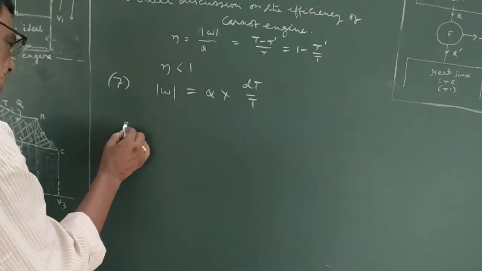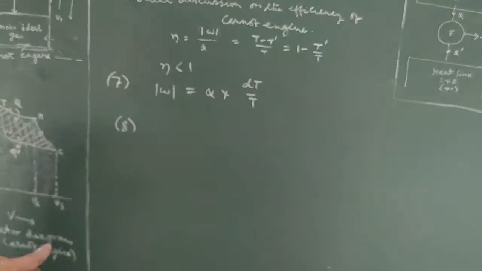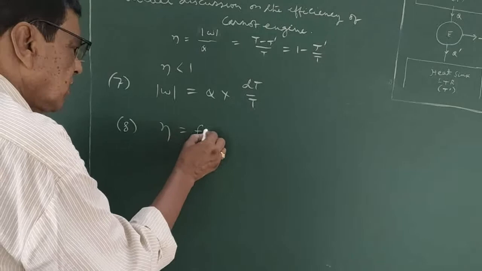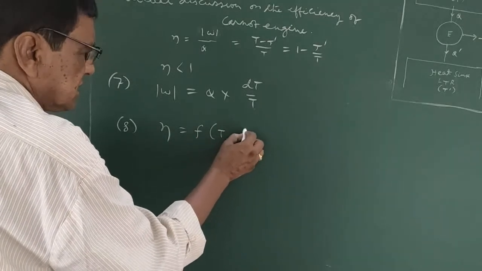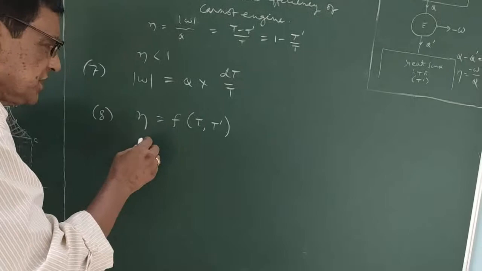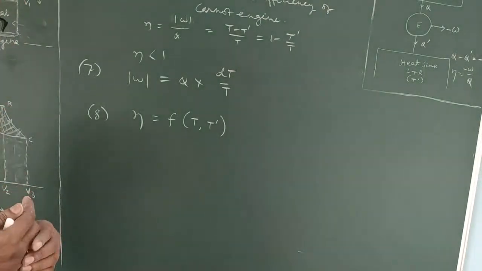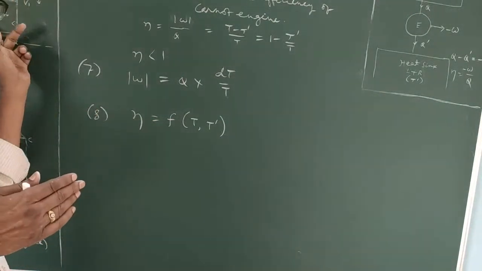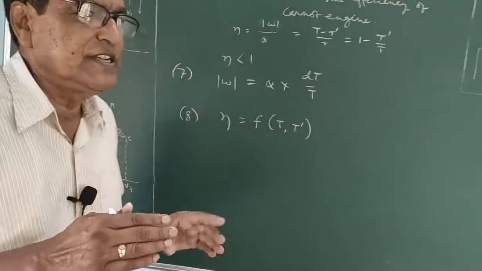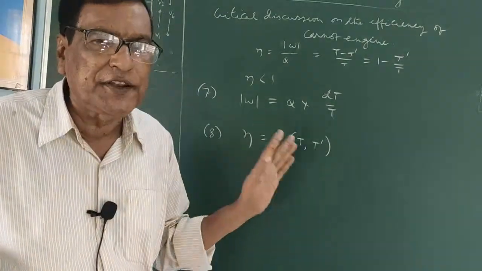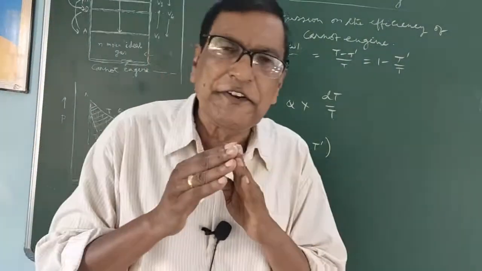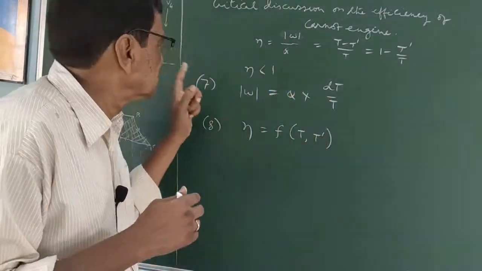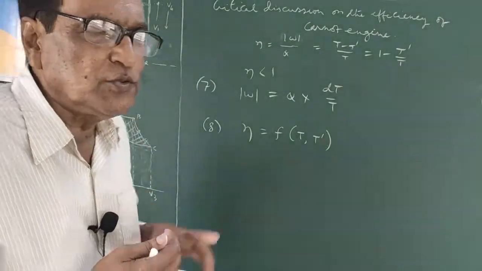And this is the eighth one, we can show the efficiency. Efficiency is a function of T and T dash. And efficiency does not depend on the amount of the working substance taken in this engine, as efficiency is an intensive property. So efficiency does not depend on the amount of this fluid taken in this engine, one thing.